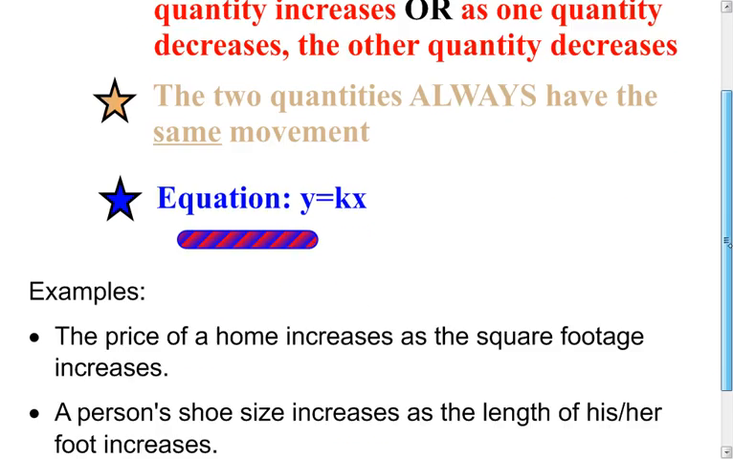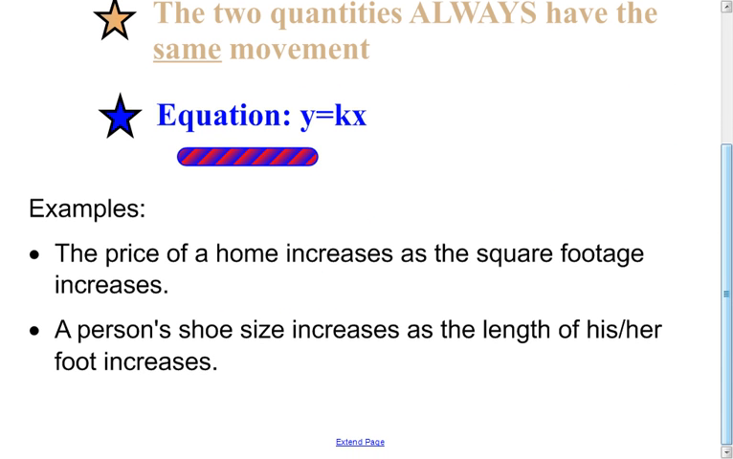An example of a direct variation situation would be the price of a home increases as the square footage of the home increases. So if the square footage increases, the price increases. If the square footage is smaller, the price is smaller. But they both move the same direction. Same thing with your shoe size. The bigger the shoe size, the bigger the foot, or vice versa. But they both move the same direction.